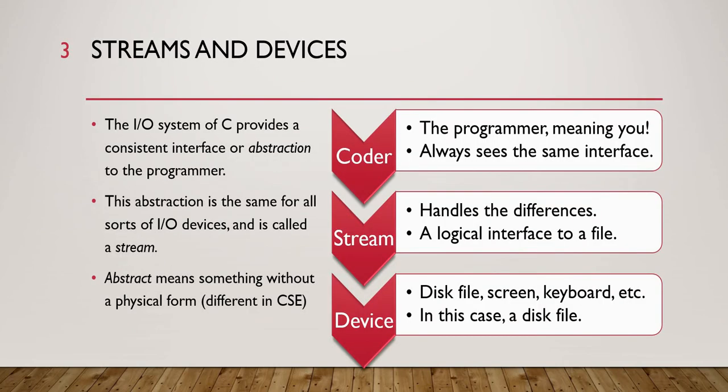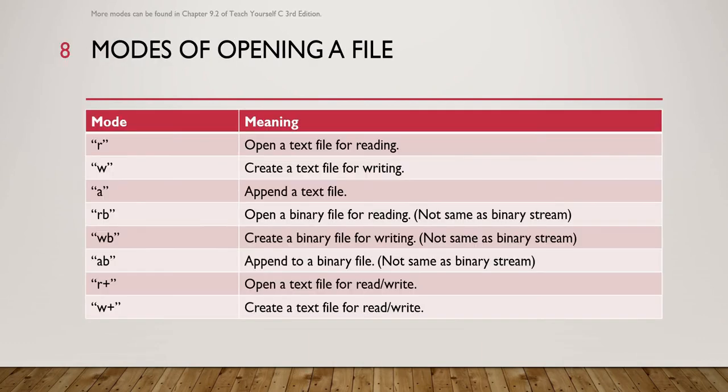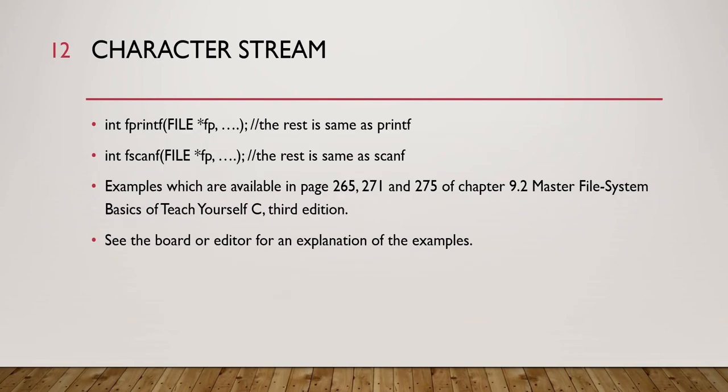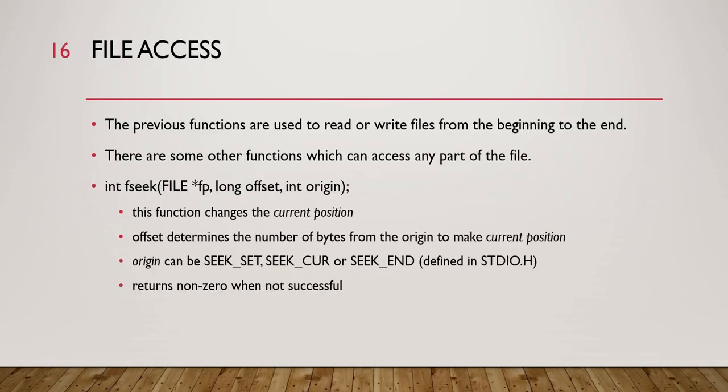Okay, so we have learned command prompt usage, then streams and devices, character stream, then we learned how to use binary stream, and next we're going to learn file access or random file access. Okay, so the previous functions are used to read or write files from the beginning to the end, but now we're going to see something different.